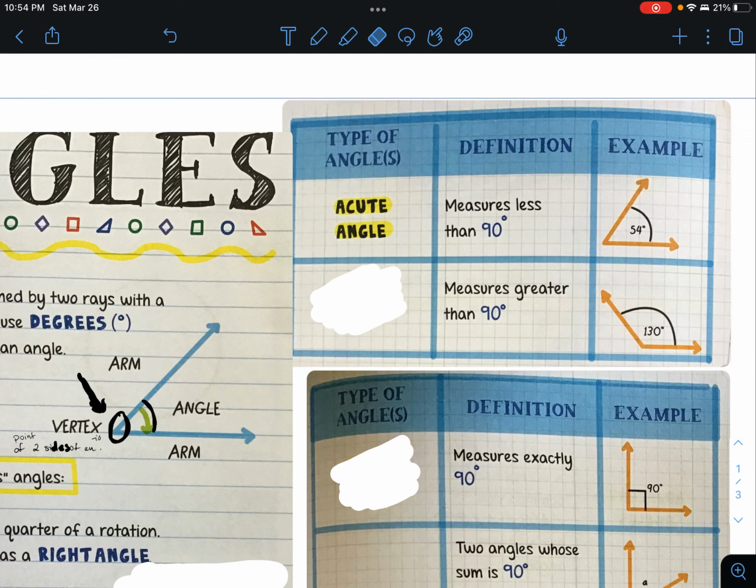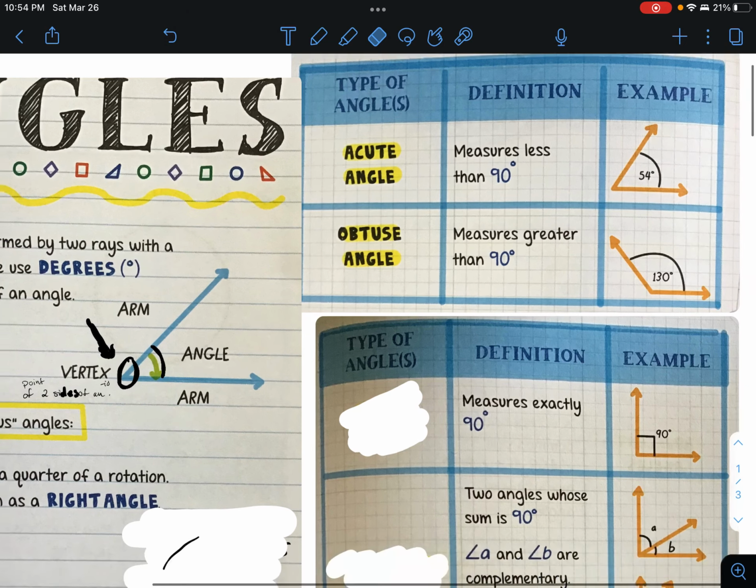Okay, likewise, what kind of angle measures greater than 90 degrees? Right, that is an obtuse angle. So obtuse angles are angles that are bigger than 90 degrees.